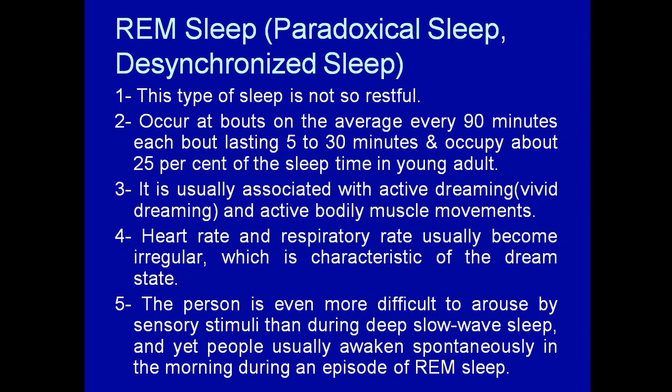It is usually associated with active dreaming, vivid dreaming, and active body muscle movement. Heart and respiratory rate usually become irregular, which is characteristic of the dream state. In the other type, we said there is a continuing decline in these activities. The person is even more difficult to arouse by sensory stimuli than during deep slow wave sleep. Yet people usually awaken spontaneously in the morning during an episode of REM.